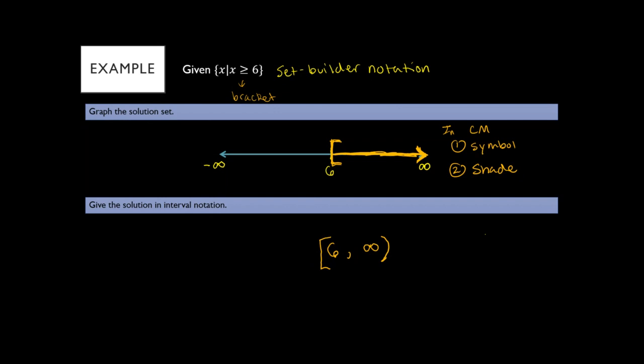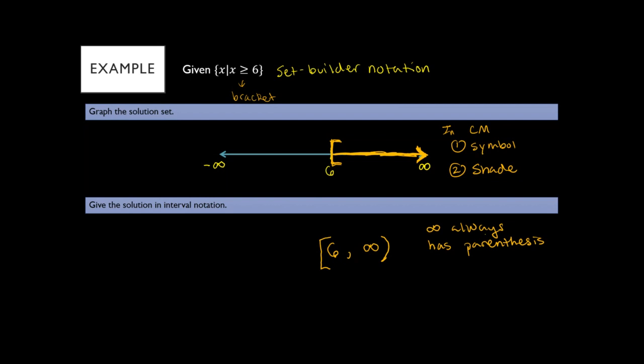So it's like you're just reading your graph from left to right. We have 6, we have a bracket at 6, and then we stop shading at infinity, and infinity always has a parenthesis. So that's how we get our interval notation. We started with set-builder notation and we converted it to interval notation.